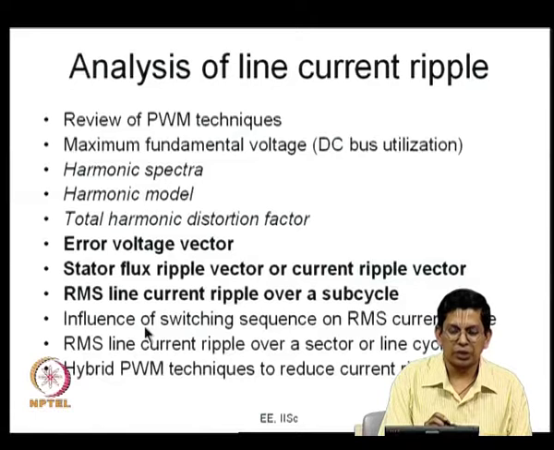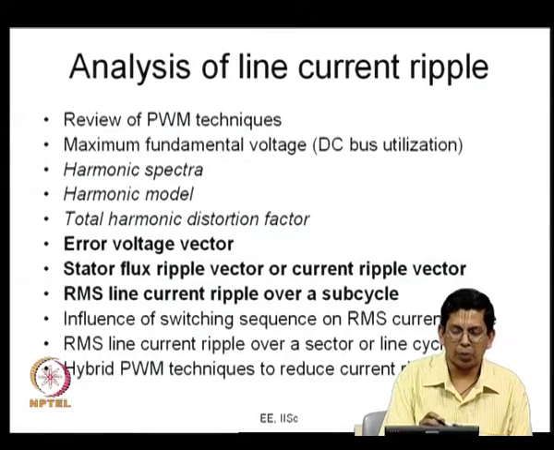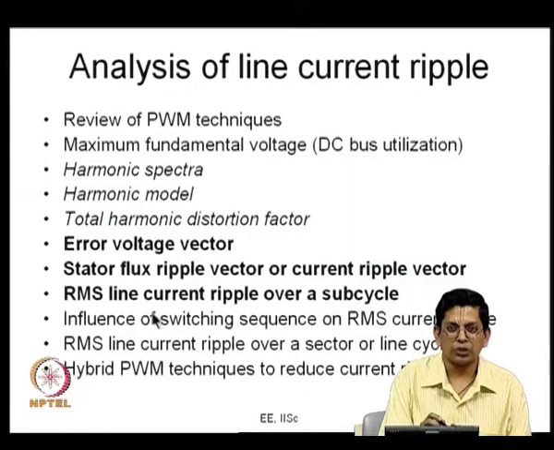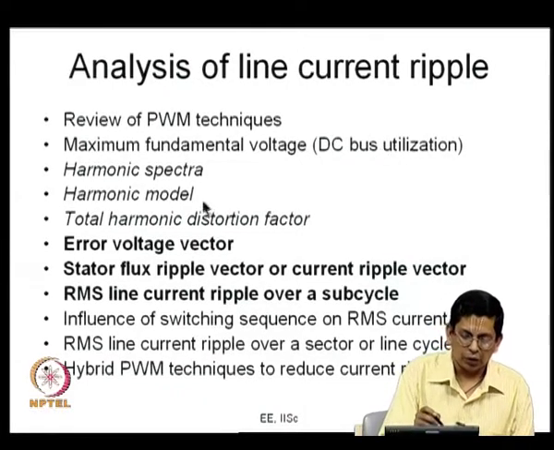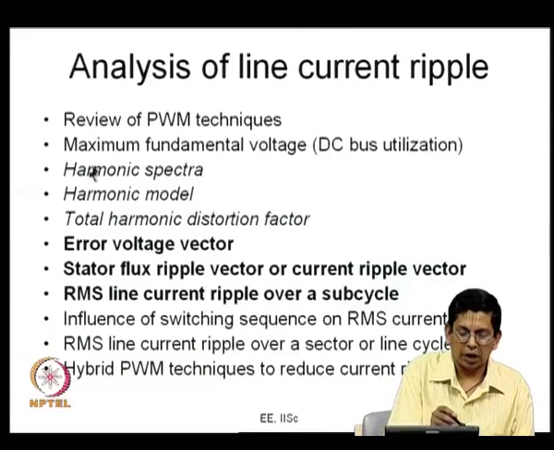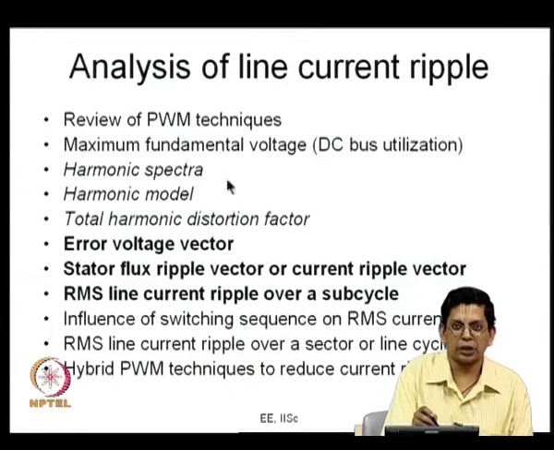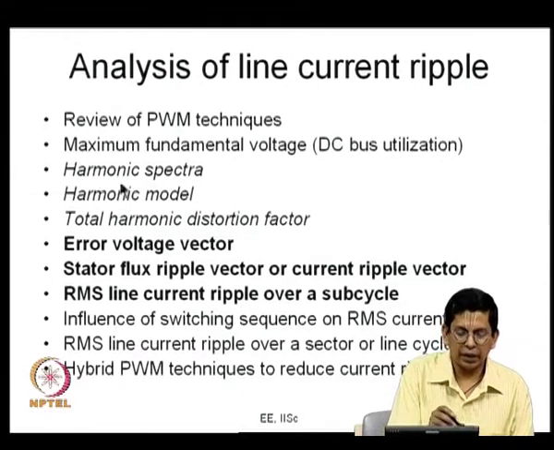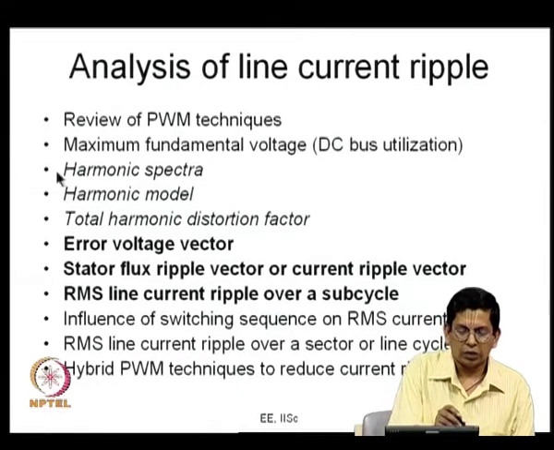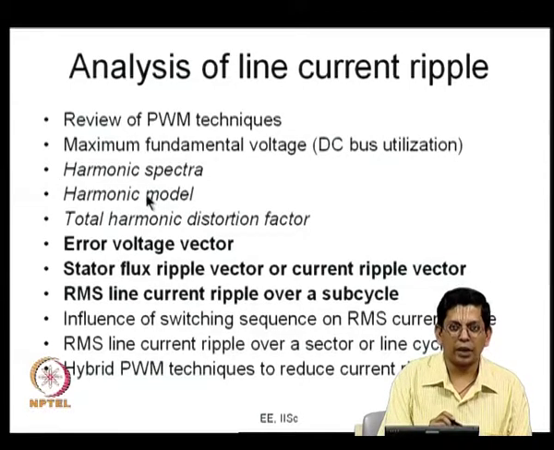If the DC bus voltage is VDC, the peak phase fundamental can be 0.5 times VDC for sine triangle, and with most of the other methods with common mode injection and so on, and the space vector based PWM methods, the DC bus utilization can be increased by 15%. And we also looked at the typical harmonic spectra corresponding to sine triangle PWM and so on, and the harmonic model.